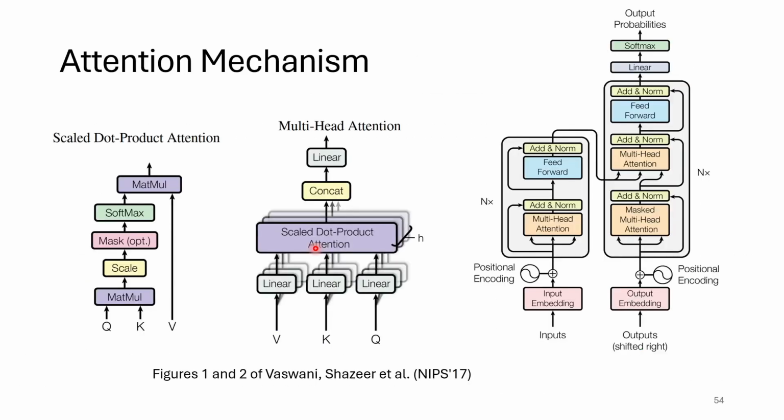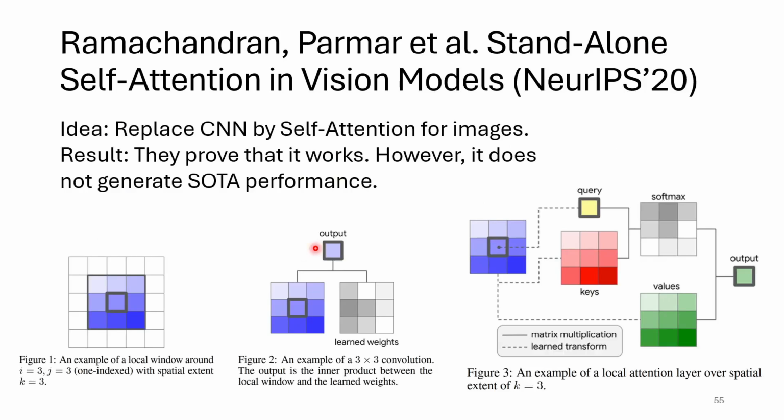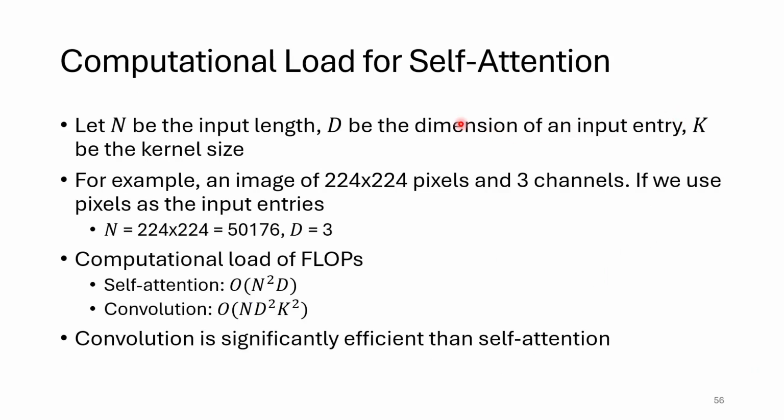The attention mechanism was used for computer vision in NIPS 20, but it was not very successful because they could not generate the best performance. One of the problems is the computational load. If they treat every pixel as a token in the transformer architecture, then what is the problem? Say there is an image of 224 by 224 pixels. Why do we use this number?